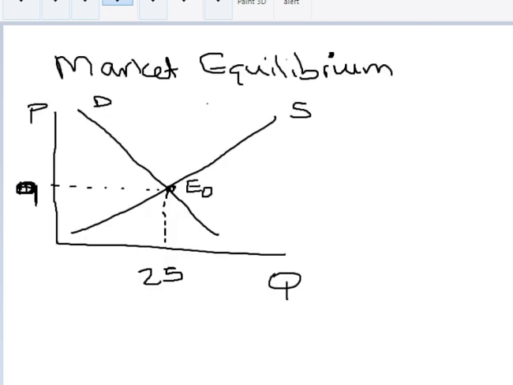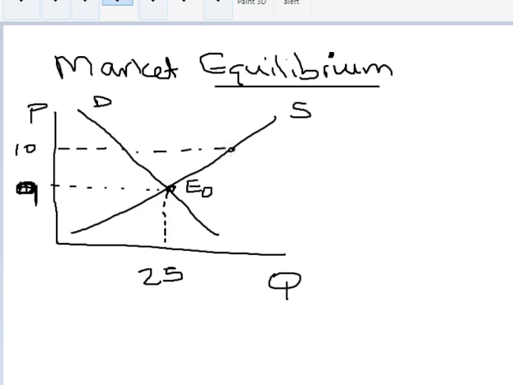Next, we talk about the market equilibrium. And equilibrium here means the balance. So at this point, neither buyer nor seller wants to do anything. So let's see why E0 is considered the market equilibrium. Let's say we happen to be above that. Let's say we happen to be at a price of 10 and we happen to be over here.